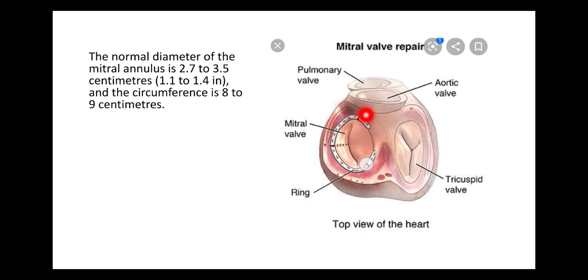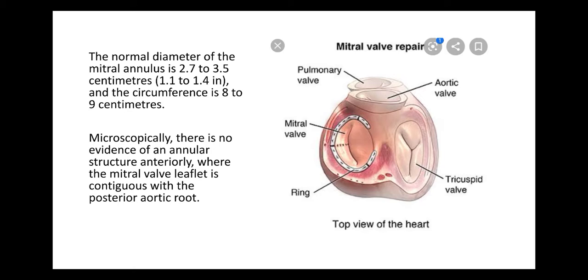The normal diameter of the annulus is 2.7 to 3.5 centimeters. The circumference is about 9 centimeters of the mitral annulus. Microscopically, there is no evidence of an annular structure anteriorly. You see, it is incomplete here, where the mitral valve leaflet is contiguous with the posterior aortic root.